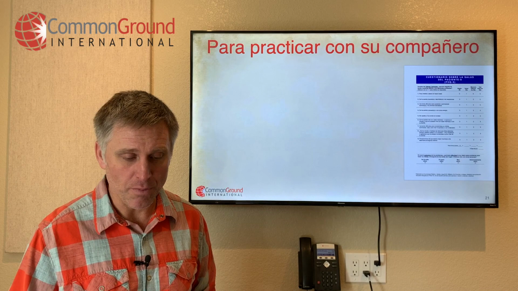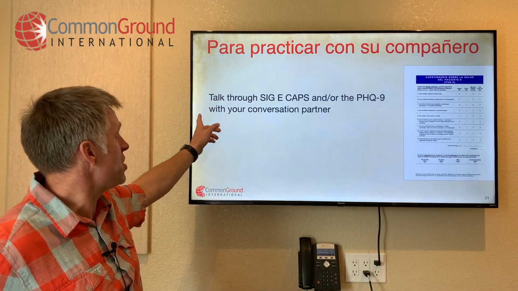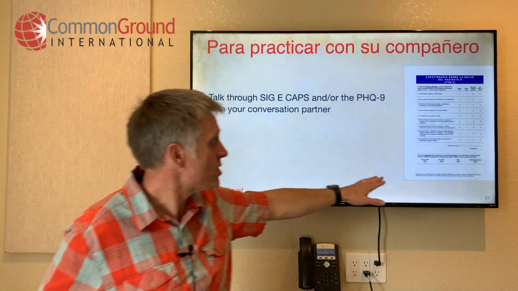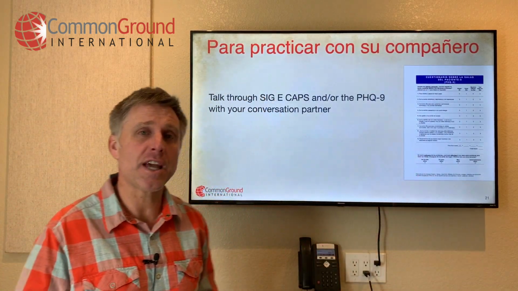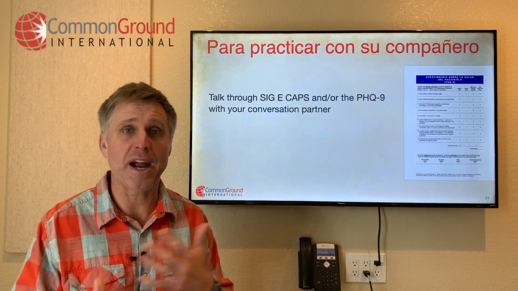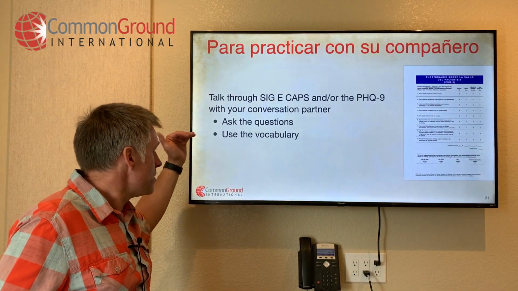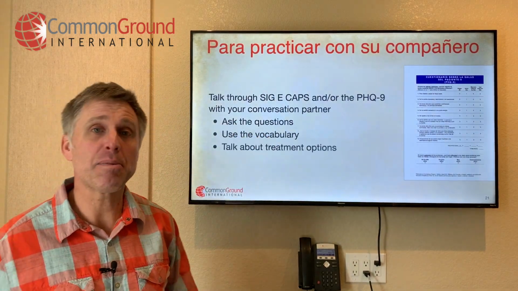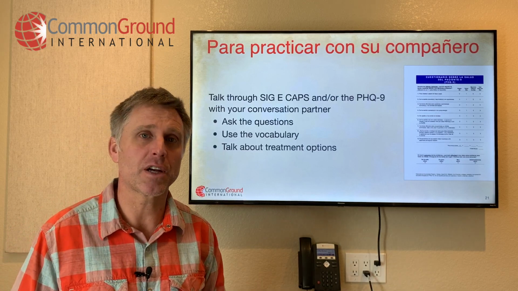Bien. So talk through SIG E CAPS and or the PHQ-9 with your conversation partner. So get the downloaded notes, click on this image here, and it will take you to the Spanish version of PHQ-9 you can print off and practice talking through. Ask the questions. Use the vocabulary and talk about treatment options. And that's really the only way, practicing is the only way you're going to get comfortable with this stuff.